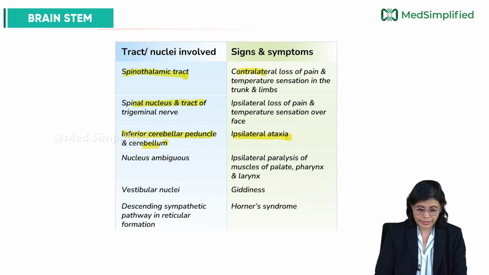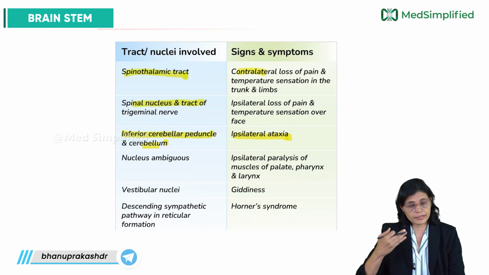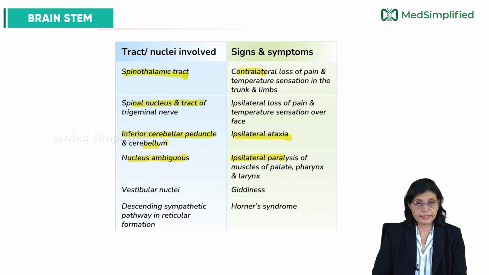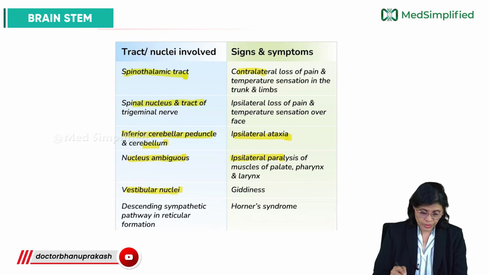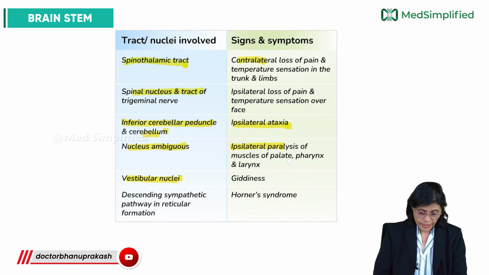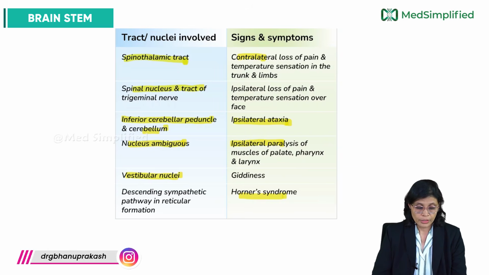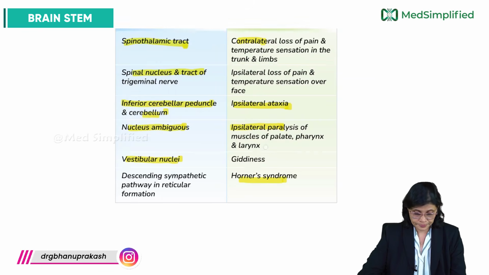When we say contralateral or ipsilateral, contralateral is the opposite side of the lesion and ipsilateral is the same side of the lesion. It's in relation to the side of the lesion. Nucleus ambiguus results in same side, ipsilateral paralysis of muscles of the palate, pharynx and larynx. If the vestibular nuclei are involved, it results in giddiness. The descending sympathetic pathway and reticular formation, because the sympathetic pathway is involved, result in Horner syndrome. So these are some of the tracts and nuclei, and what can result when they are involved.